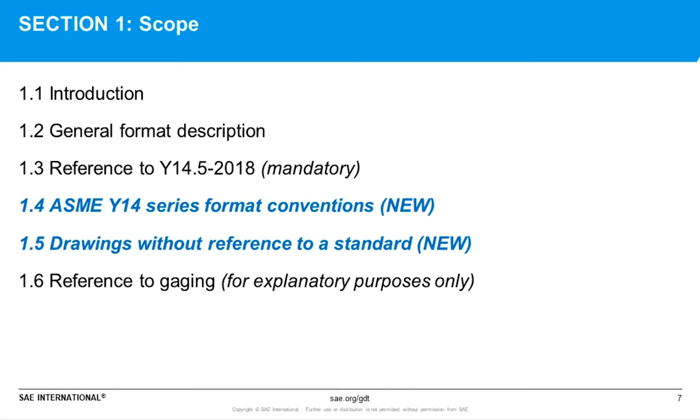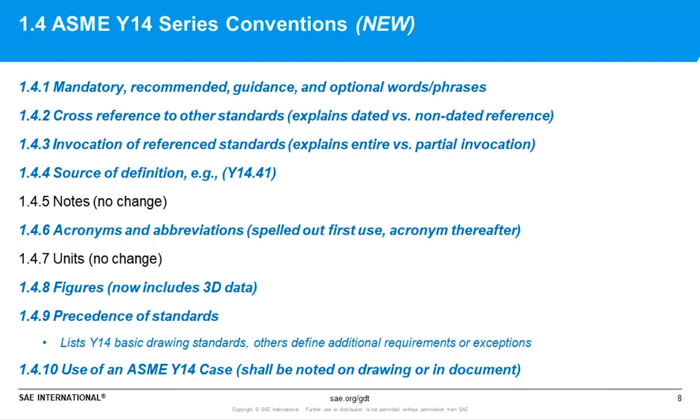So let's start with section 1. Again, per the Y14 conventions, it's going to just address introduction as well as general format description and reference to the Y14.5 standard, which is mandatory on drawings. And then what's new is the ASME Y14 series format conventions. That is explained in this section. And also new is addressing drawings without reference to a standard. So we'll talk a little bit about that. Reference to gauging for explanatory purposes only is not new, and that's still part of section 1.